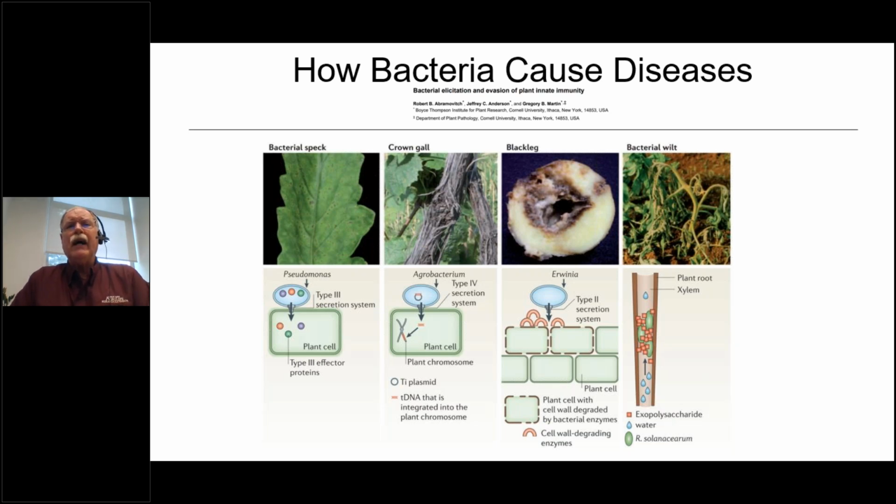On the right, we've got black-legged potato. Now this is the one I wanted to show. Type 2 secretion systems that are cell wall degrading enzymes. These are the rotting organisms.